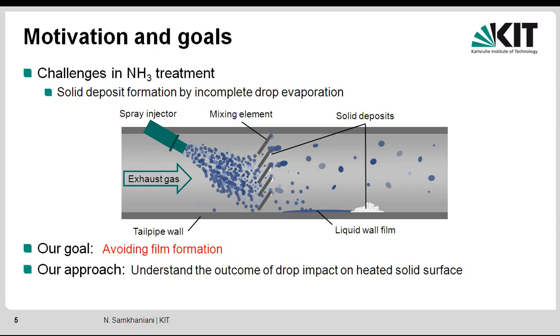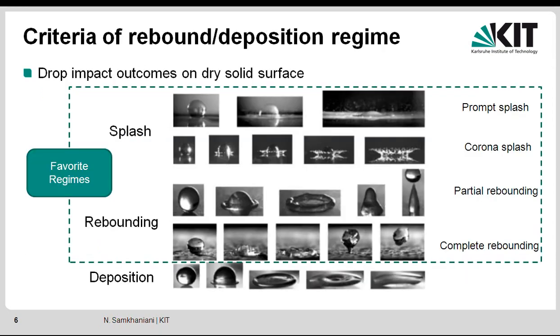So our goal is to avoid film formation, and to understand how to do that, we need to understand the outcome of drop impact on a heated solid surface. From the literature, we know when a drop impacts on a solid, we have three regimes, including deposition, rebounding, and splash. Our favorable regimes are splash and rebounding. So the criteria and the parameters which accelerate this transition would be beneficial for us.